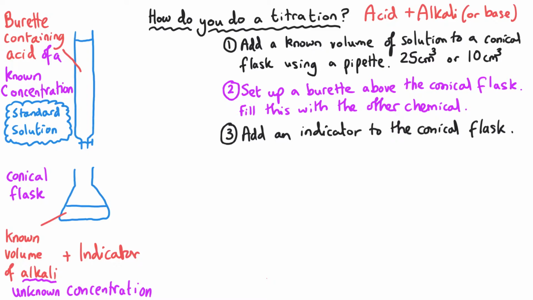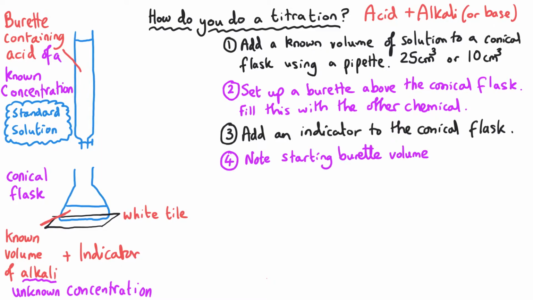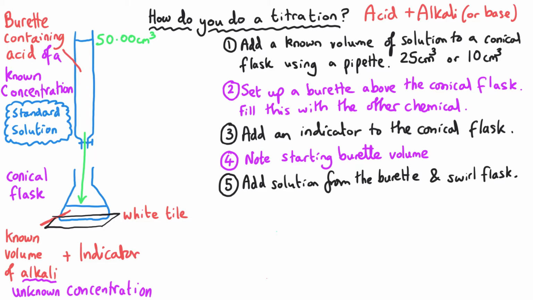And then, to make sure that the colour change is really obvious, we place a white tile underneath the conical flask. Just before we start the titration, we must note down the volume reading on the burette. When the burette is full, the reading will be 50.00 cubic centimetres. You don't need to start the titration with the burette being totally full, but often that's what people prefer. Then what you do is you add alkali from the burette by opening the tap.